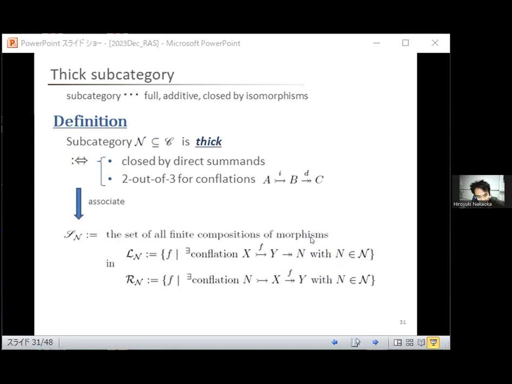And let me remark that if C is triangulated, then S_N agrees with both L and R. And now we want to apply our theorem to this S_N. So the question is when this S_N satisfies the assumption of the theorem.